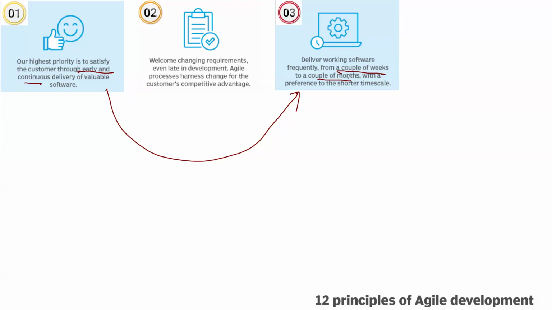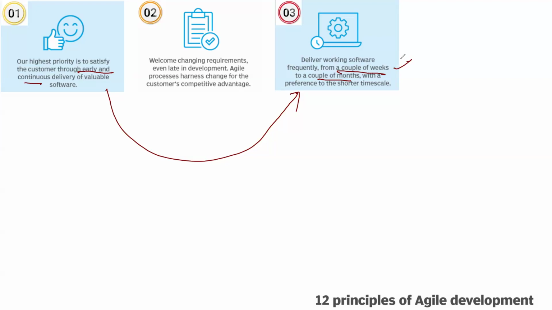But today, in today's environment, if you are saying, I'm working in Agile, I'm delivering every 12 months, every 2 months, they will laugh at you. They'll say, no, you are not Agile, you are predictive. Preference is for a shorter time scale. A couple of weeks, 2 to 3 weeks, if you are able to deliver something that is really valuable.